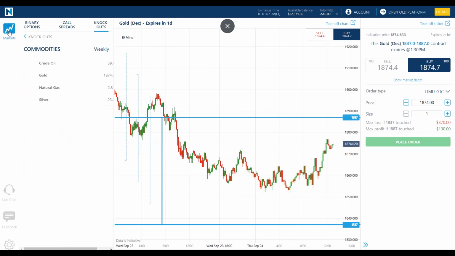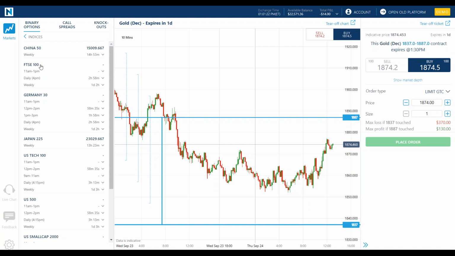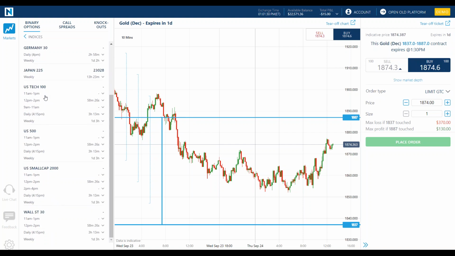A little different. Binary options, I'm going to click on binary options. And remember, these are different. These are all or nothing, 0 or 100, and you're trading the probability. If you take a look on the indices, we've got global indices in binary options. The FTSE, the DAX, if you wanted to trade Germany. You can see here the NASDAQ.